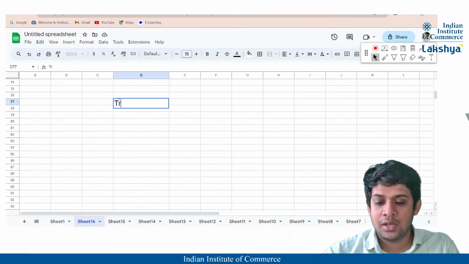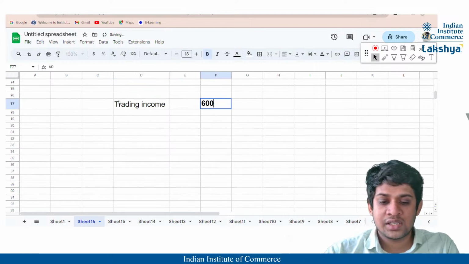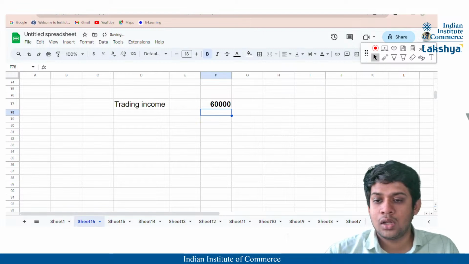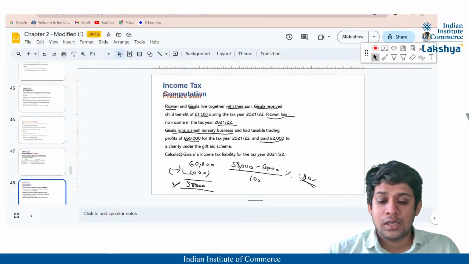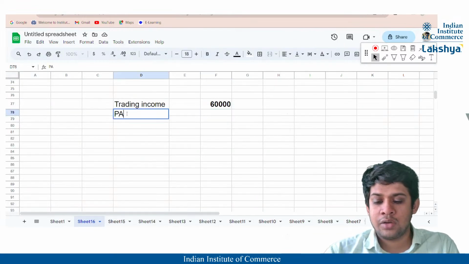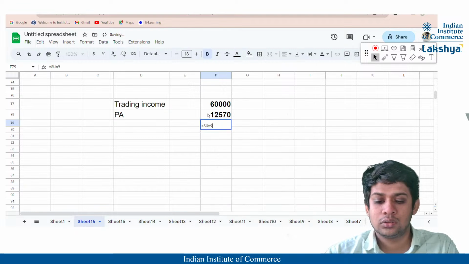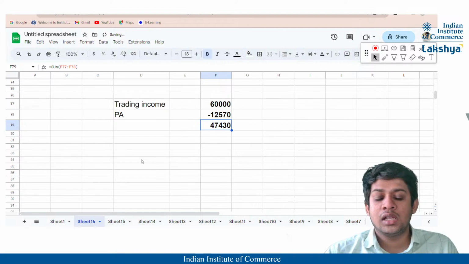So firstly, she has a trading income of £60,000, and you have to calculate Gisela's income tax liability. From this, she will deduct the personal allowance, correct? The personal allowance is 12,570. So the remainder is her income, that is 47,430.